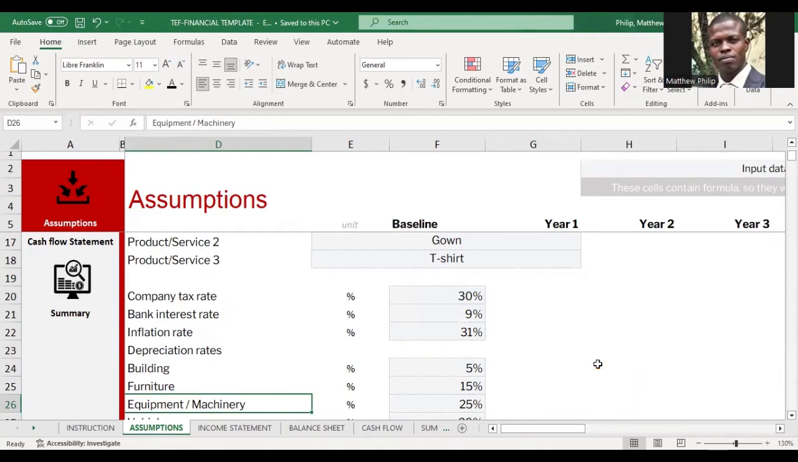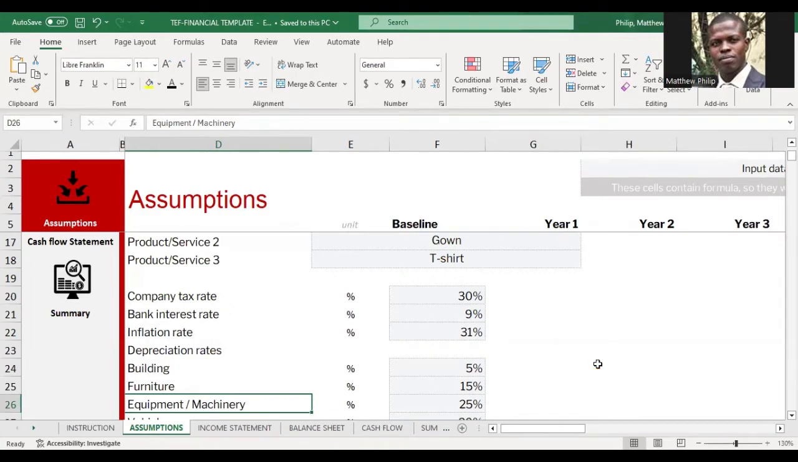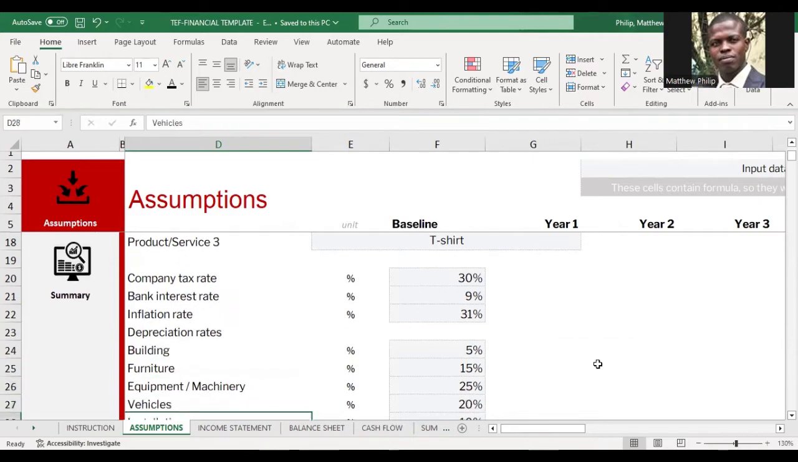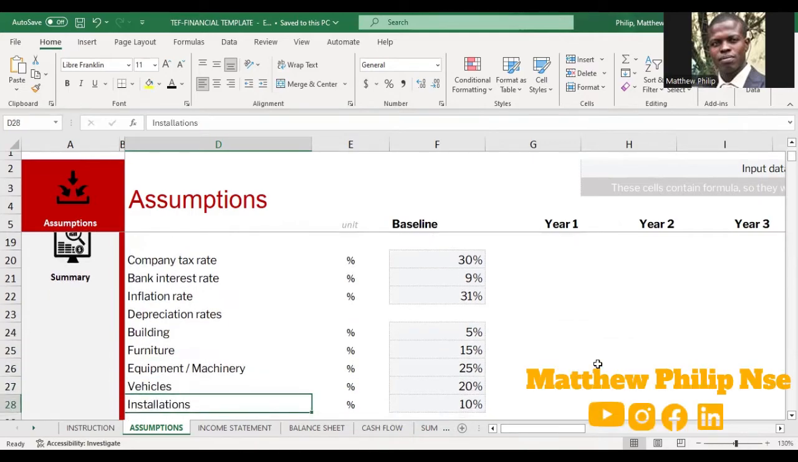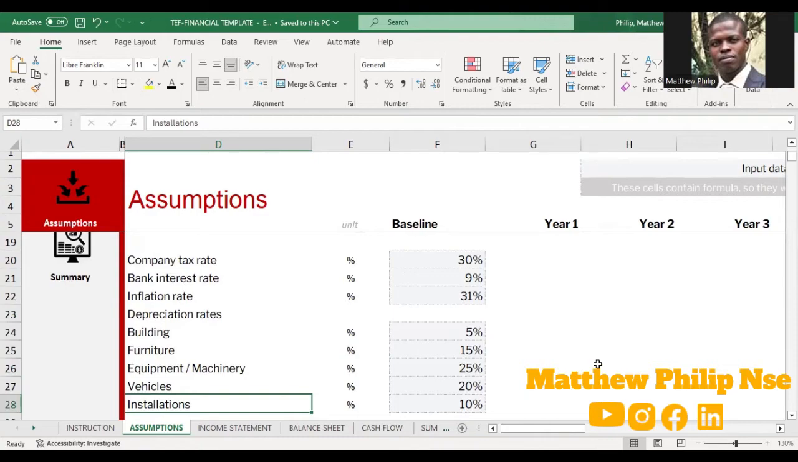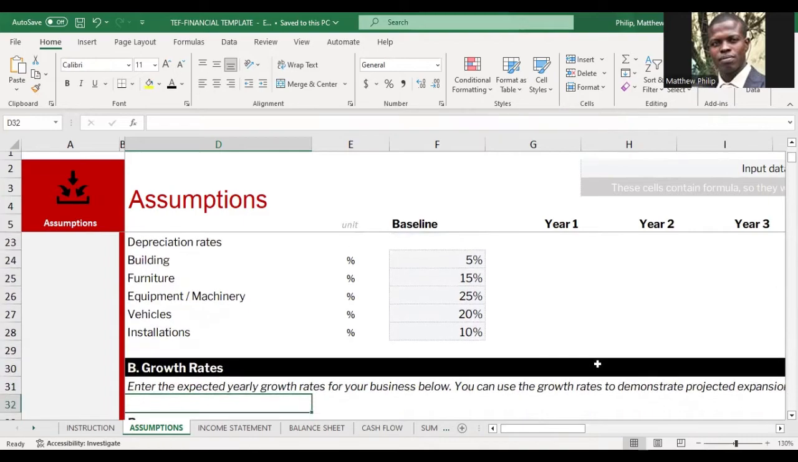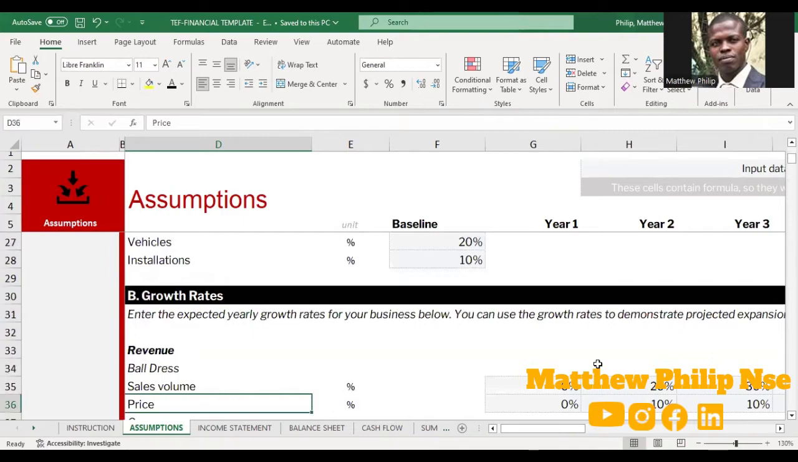Then inflation rate, I use 31%, which is very close to what we have in Nigeria as at 1st of May 2024. Then for the depreciation rate, I always advise you can leave it this way because these are the rates that came with the templates from Elumelu Foundation. But if it does not align with your company's depreciation rate policy, you can adjust it to suit your company depreciation rate.